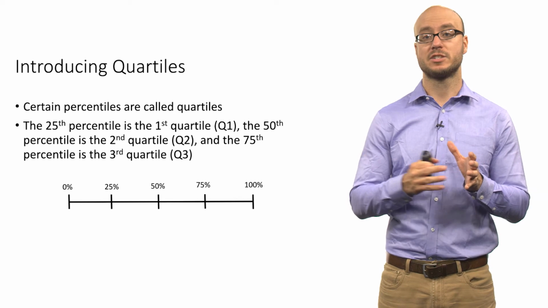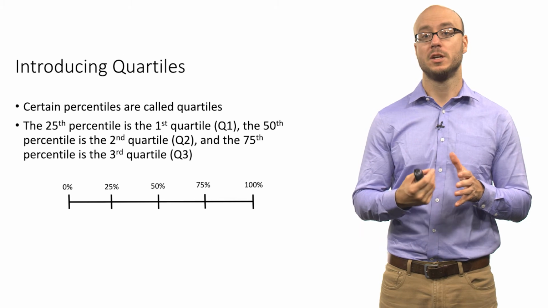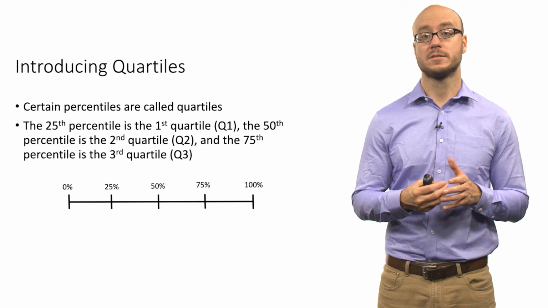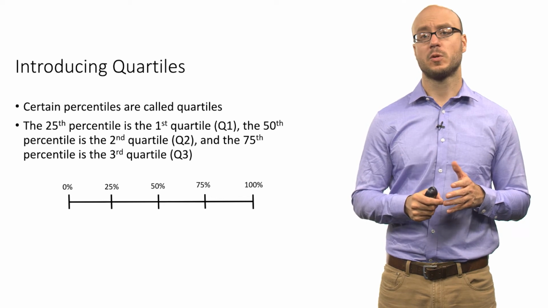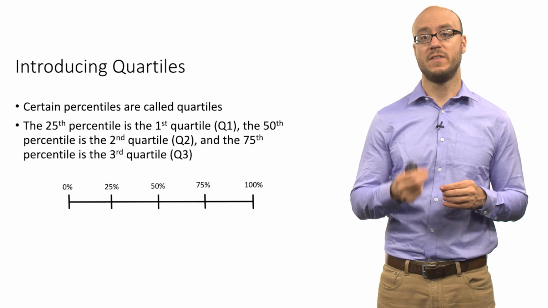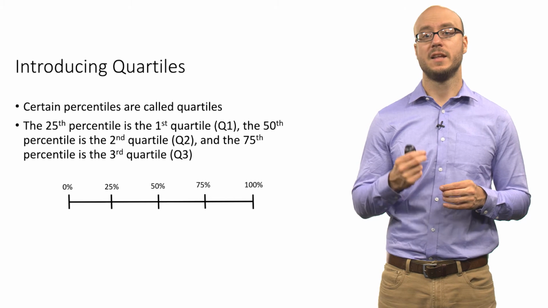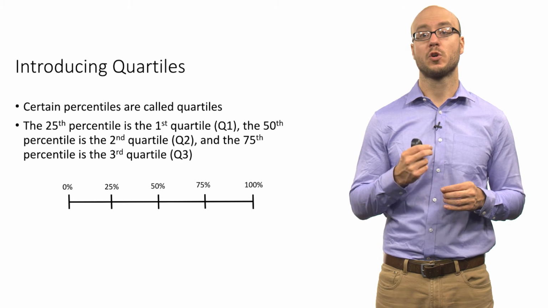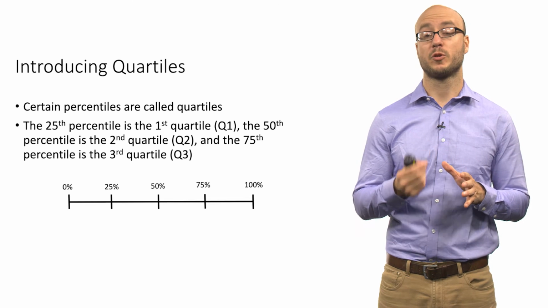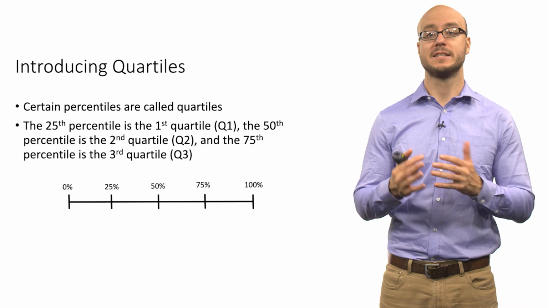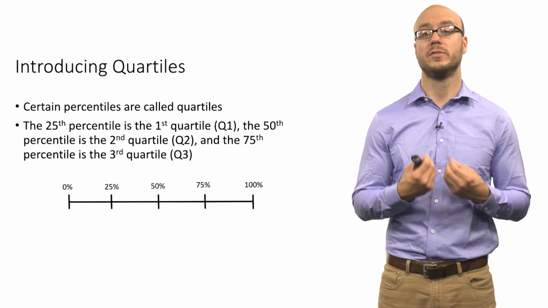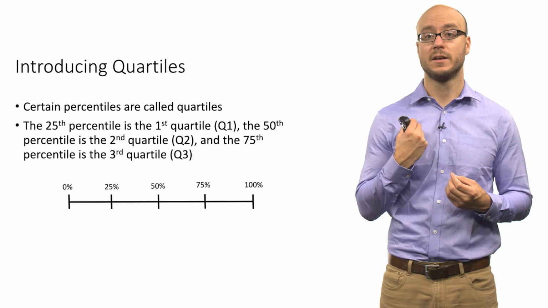If you divide a distribution into 4 parts, you have these different quartiles. You have these 3 quartiles. So the first quartile is the 25th percentile. The second quartile is the 50th percentile, or the median. And the 75th percentile is the 3rd quartile. So, for example, the 75th percentile, the 3rd quartile, that's just telling you that 75% of the observations lie below the value associated with that quartile.